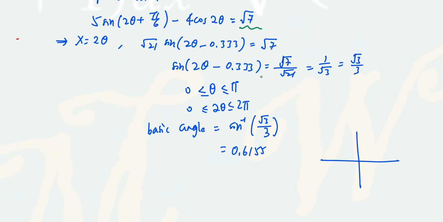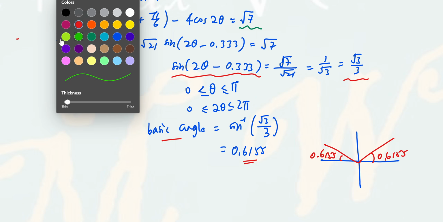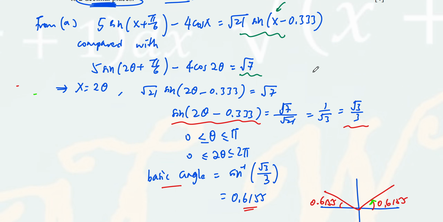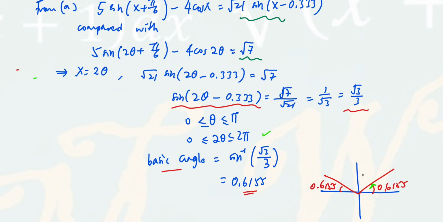Now, to label the quadrant diagram, look at this. The sign is positive, so that means it will be in the first and second quadrant. And now the basic angle is 0.6155. Therefore, these two values will be equal. Okay, and now our angle is counted from the positive side because your theta is from 0 to 2 pi.